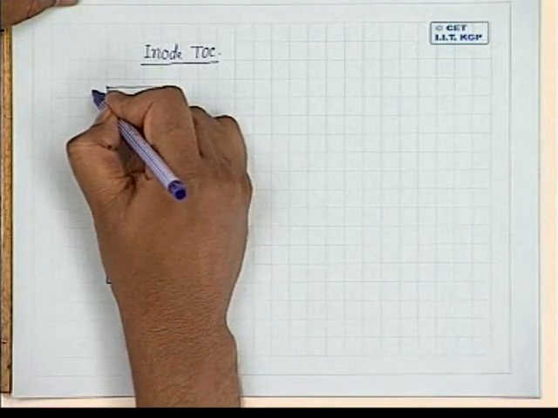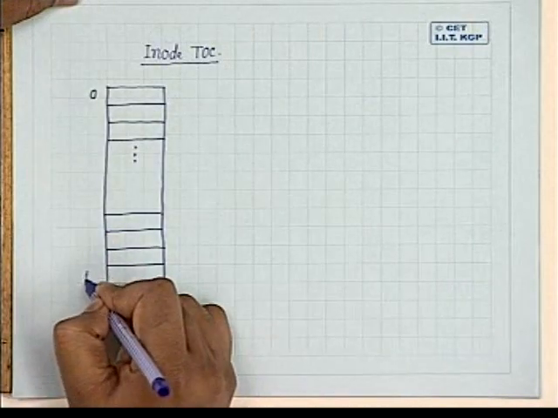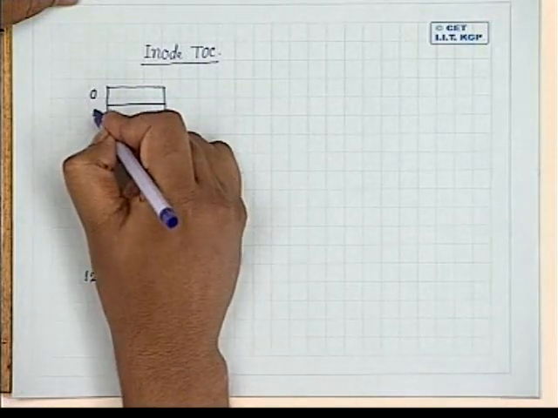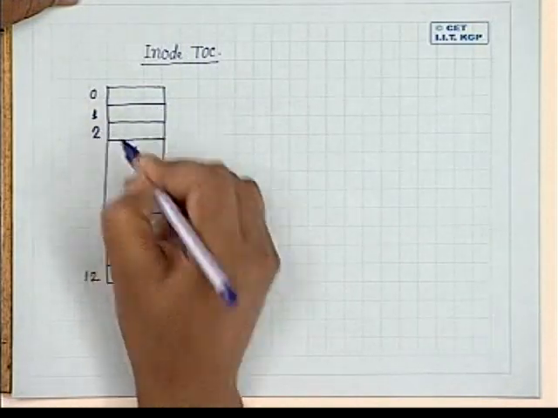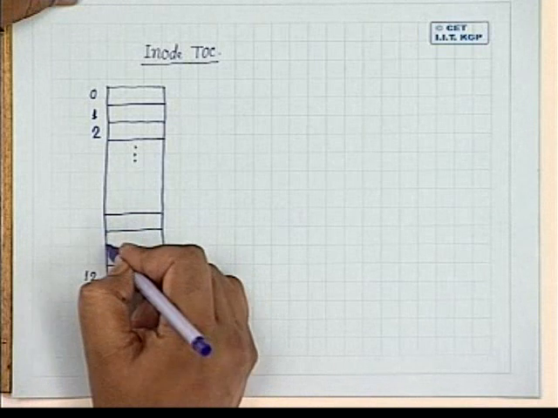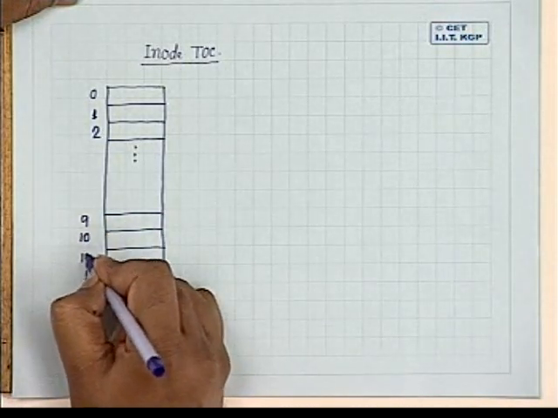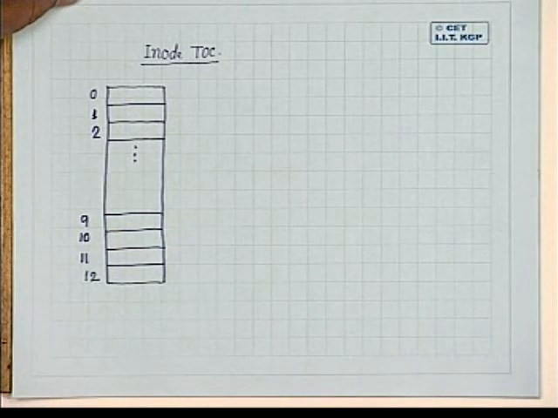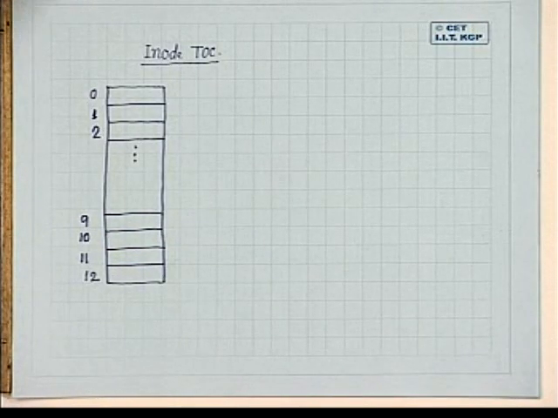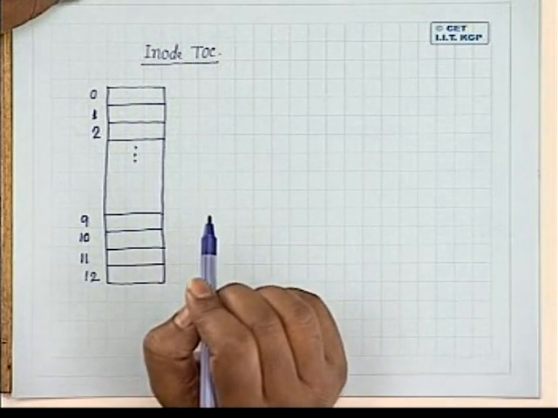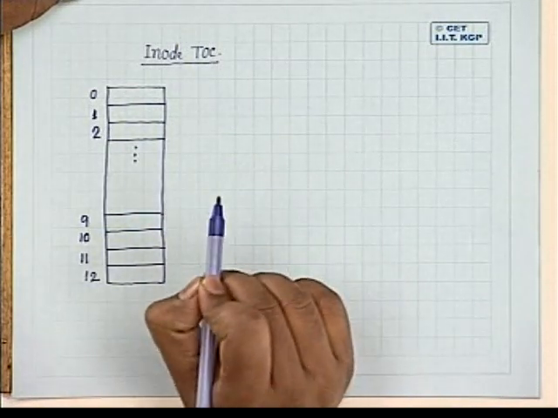Numbering from 0 to 12. Okay. So 0, 1, 2, this is 9, 10, 11, and 12. Now each of these entries contains some block address, the address of the block which contains part of the file.